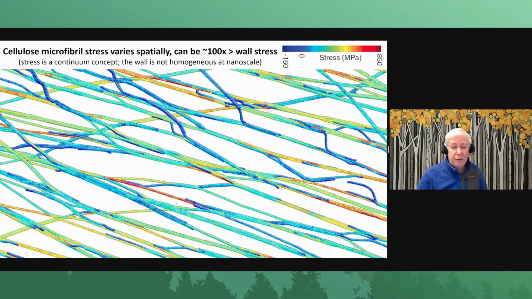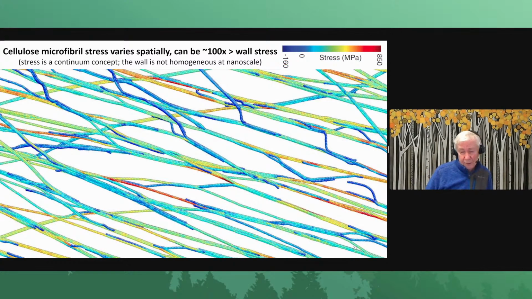In the model, some of the microfibrils pick up over 800 megapascals of stress, and that is 2 orders of magnitude larger than the computed stress of the whole cell wall. And of course, the difference there is that stress is a continuum concept. The cell wall at this scale is not a continuum. The stresses are unevenly distributed. They're picked up largely by this fiber structure, which shows a very heterogeneous distribution of stresses.